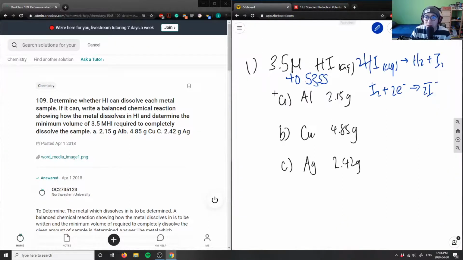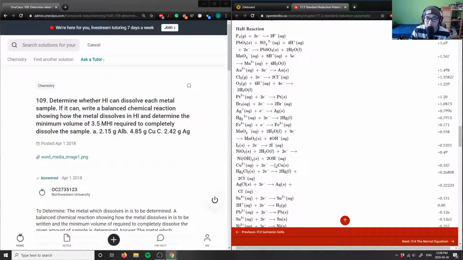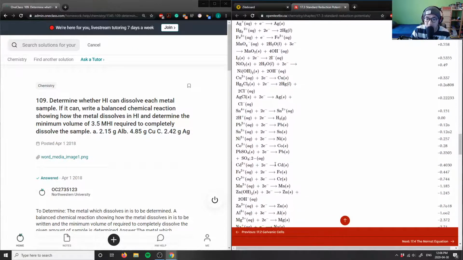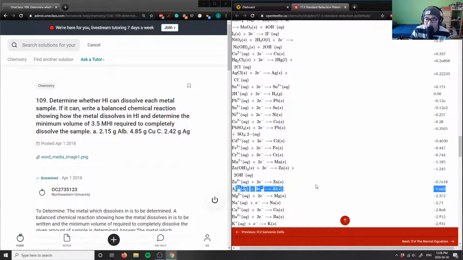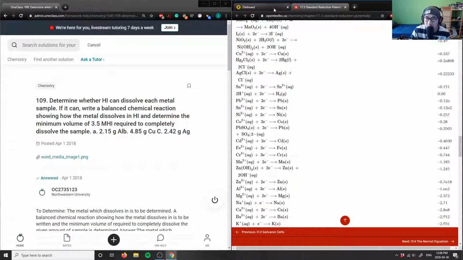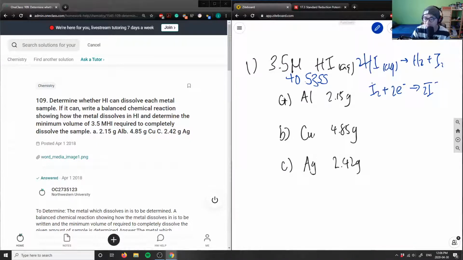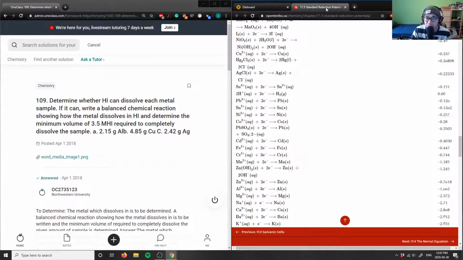So let's look at aluminum here. Aluminum lies over here, right? It's a negative value, negative 1.662. So knowing that, I'm going to write here negative 1.662. And this is simply the reduction potential of aluminum.